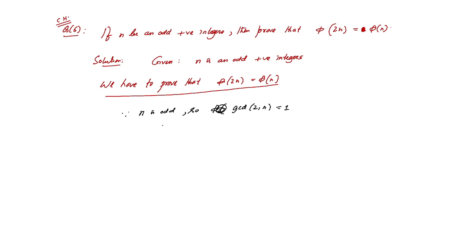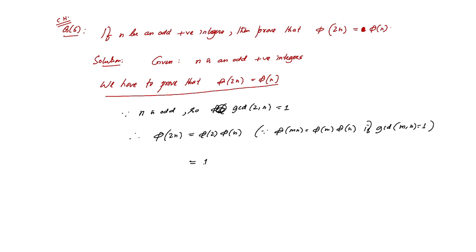And since phi is a multiplicative function, phi of 2n will be phi 2 times phi n. Because we know phi of mn equals phi m into phi n if GCD of m and n equals 1. So GCD of 2 and n equals 1, so we can write this. So phi of 2, that means the number of integers less than 2 and prime to 2, is equal to 1, into phi n.